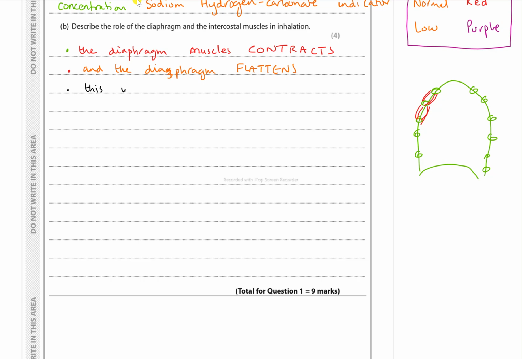This increases the volume in the thorax or the chest cavity and decreases the pressure. Right.